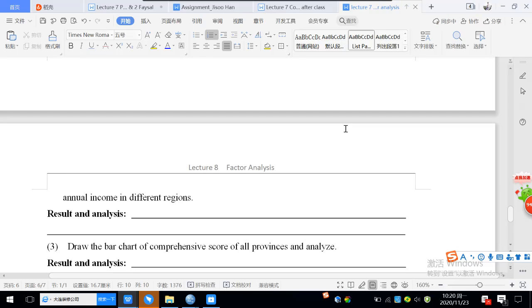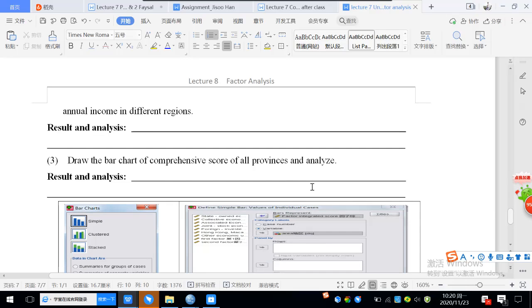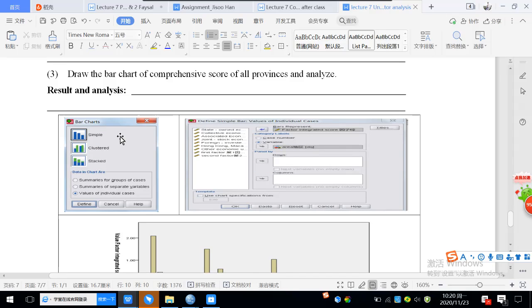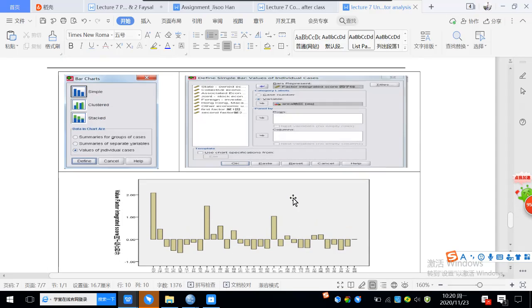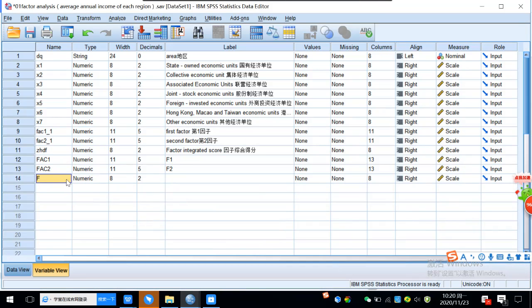Then next, please draw the bar chart of the comprehensive score of all provinces and analyze. Okay, so please draw a bar chart. Here is the procedure. Here is the output. Yes, I show you. Here is the comprehensive evaluation, right?